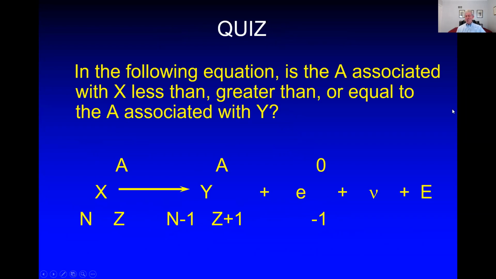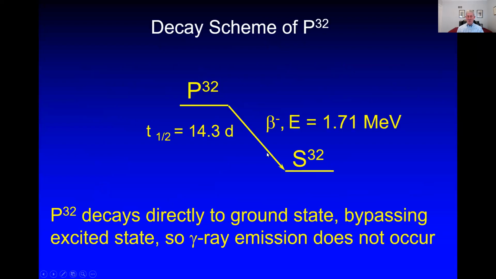Now, I just asked you this question. Let's see if you were paying attention. In this equation, the A associated with X is less than, greater than, or equal to the A associated with Y. Greater than. Great. Greater than. It's always going to be greater than this one. It'll never even be exactly equal. This one will always be a little less. Good. That's been an exam question, by the way.